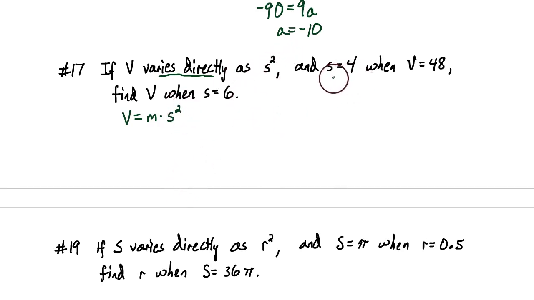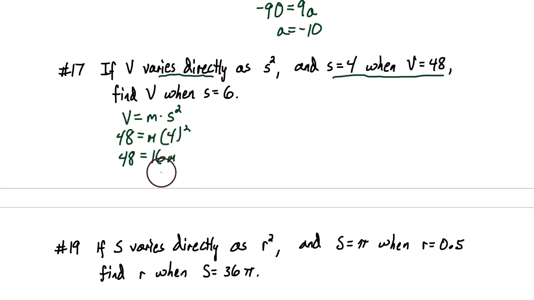Now let's make substitutions using those two values. So v is 48 when the s gets filled in with 4. Let's solve this equation to figure out what m is equal to. 4 squared is 16. Therefore, m has to be 3.